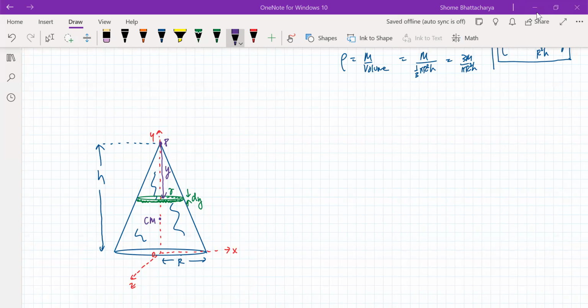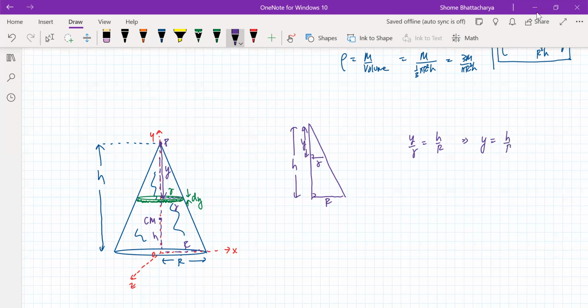Okay. Then between y and r there is a relation, which is the same thing as the relation between this whole depth, which is h, and this base, which is capital R. See, these two triangles are similar. This triangle and this triangle. This is small r, this is capital R. This is y. This whole depth is h. So we have that relation that y by r will be equal to h by capital R. So we can substitute y as h by R, both of which are constants, into small r.